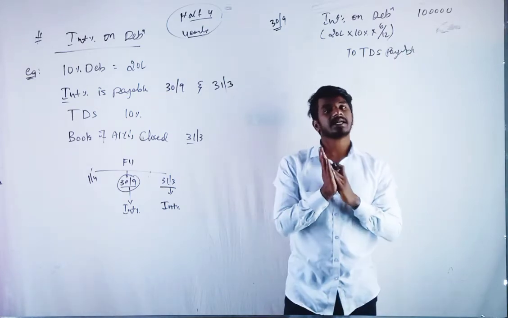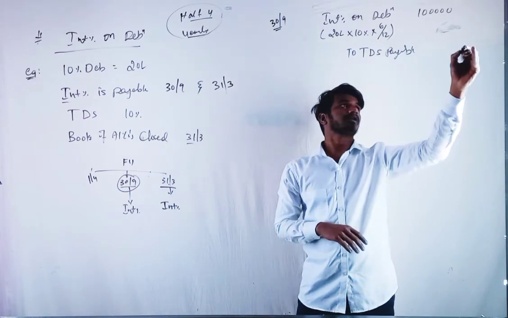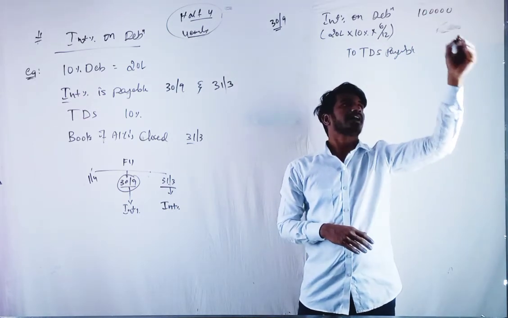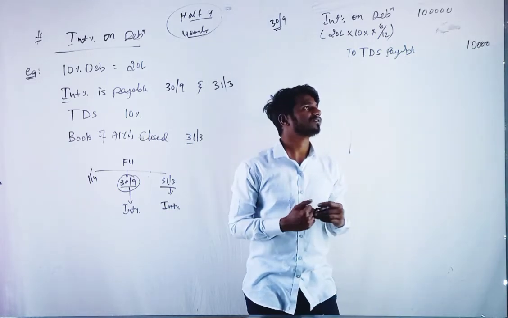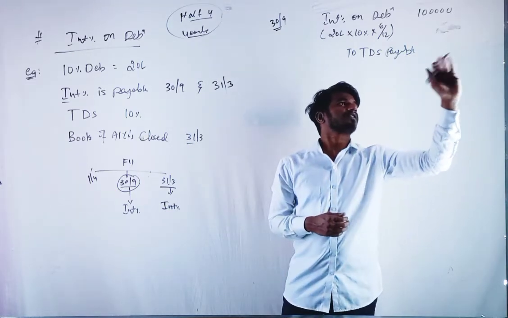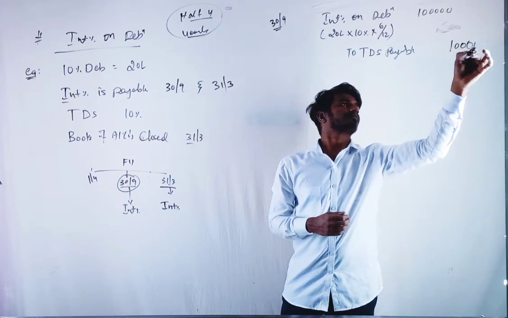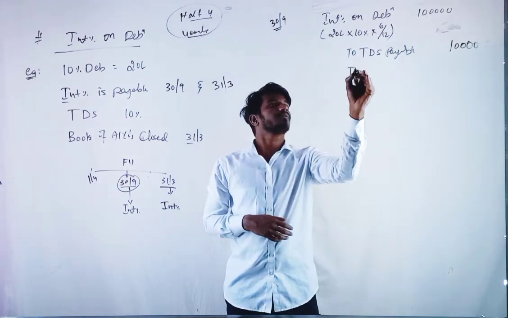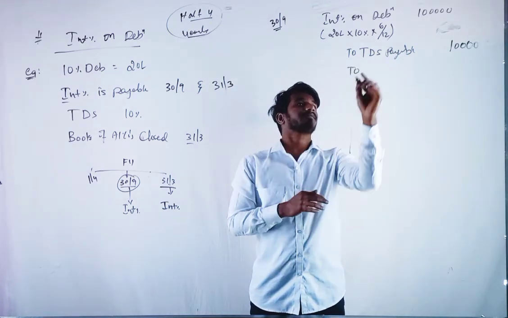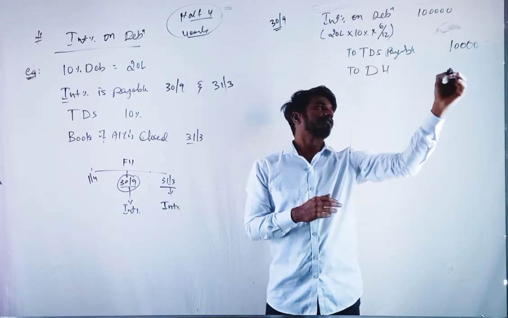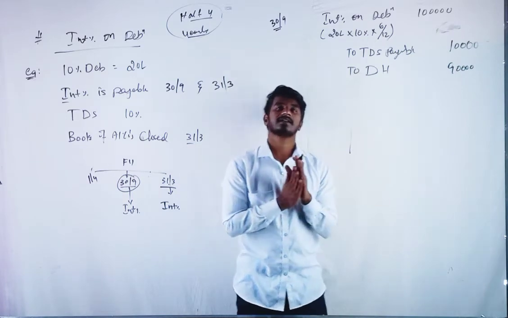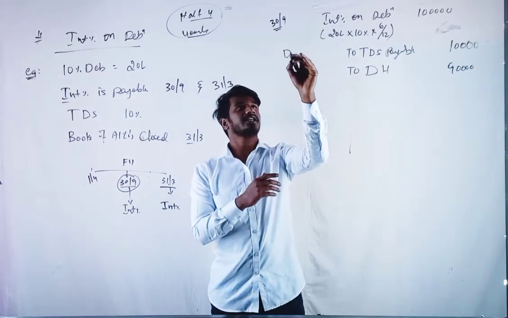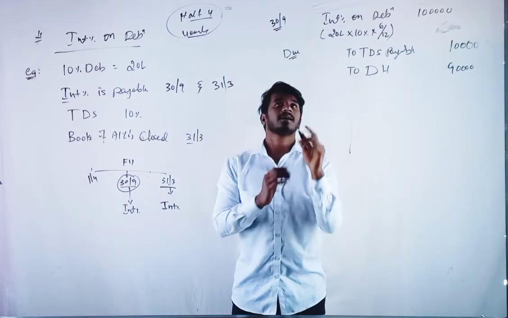To TDS payable, the amount is 10%. Out of 1 lakh, 10% is 10,000. Is that visible? I think yes, or else shall I write it here? 10,000. To whom will we pay? To debenture holders, 90,000. Is that clear? Next, it is the due entry. Is that right? We will pay.